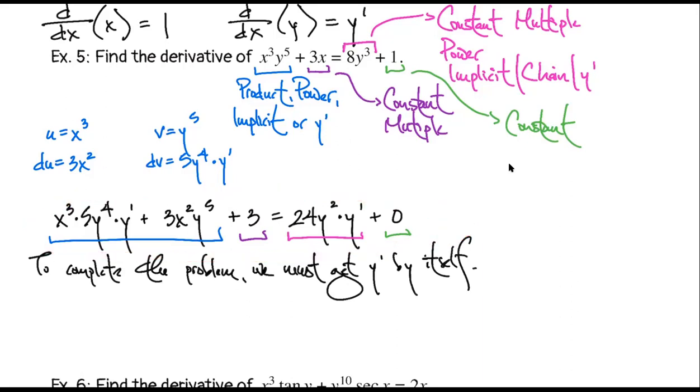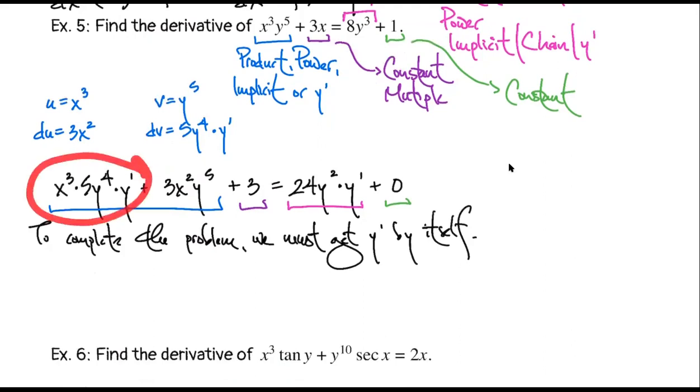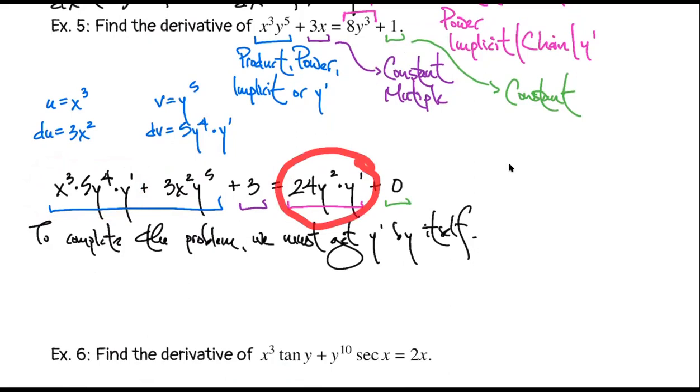The nice thing about this is we're going to think about y prime as like terms, and we're going to try and collect all the things that have y prime on one side and everything else on the other side, okay? So if I think about this, I notice that this first blue term has a y prime, but so does this pink term. So what I'm going to do is I'm going to take this 24y squared y prime and I'm going to subtract it to the other side. Okay.